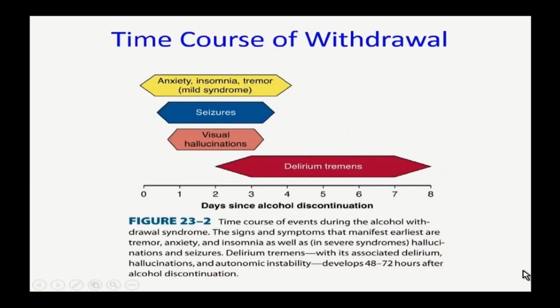Here is a graph that comes from the chapter giving you a general idea of the time course of withdrawal. Down here along the bottom, days since alcohol discontinuation. It might only be several hours before somebody starts developing anxiety and tremor. Seizures tend to occur relatively early after you stop drinking alcohol, within the first couple of days, and you might also have relatively early on some visual hallucinations. But it takes some time to actually develop a full-blown case of delirium tremens, a couple of days. And that person ought to have some abnormal mental status, abnormal vital signs. It's not just your person who says, I feel a little shaky because I stopped drinking yesterday.